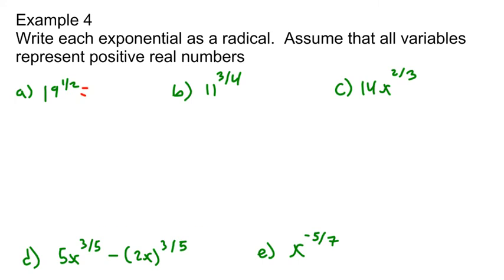Okay, so this right here can be simply written as the square root of 19. And that's because the denominator of our exponent is 2. Now this guy can be written again as 2 different ways, and they're both correct. So I'm going to show you both of them right here, and then from now on I'll just do one of them. So we can write that as 11 cubed, and then take the 4th root of that.